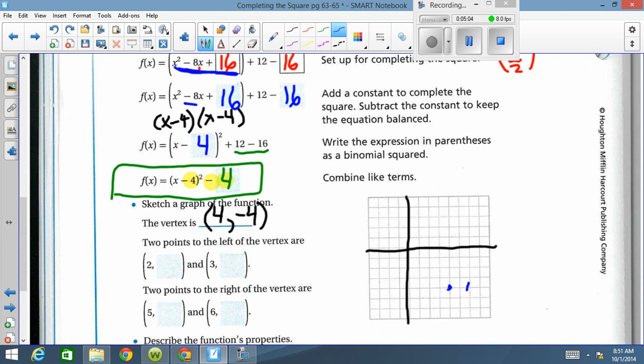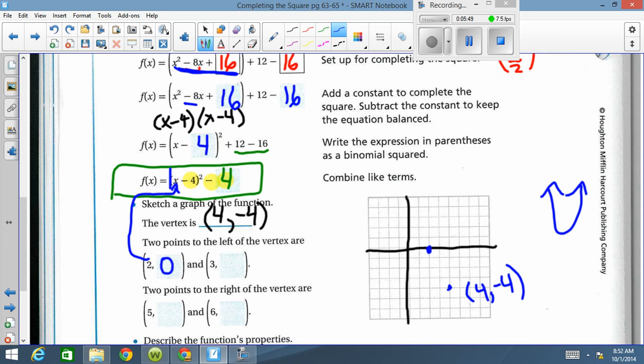That's the point 4, negative 4. We know this is going to open up because the lead coefficient is a positive 1. As far as finding 2 points to the left and right of the vertex, you can most certainly throw this in your calculator and look at the table. Or you can individually substitute points back in here and see what comes out. If I put in 2, 2 minus 4 is negative 2, squared is 4. 4 minus 4 is 0. So I can figure out 2, 0.